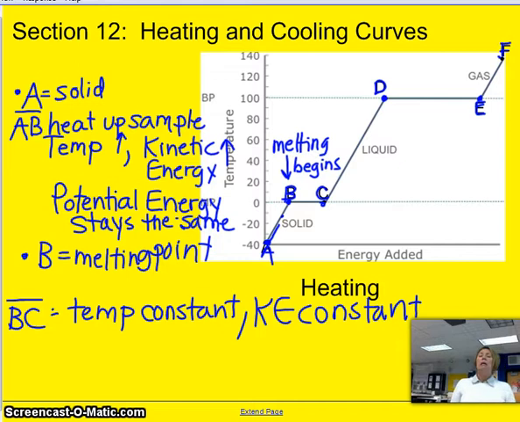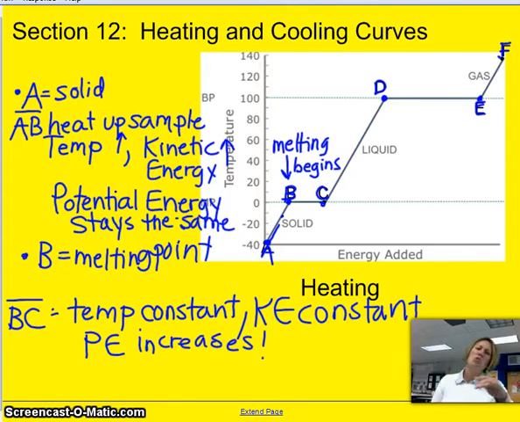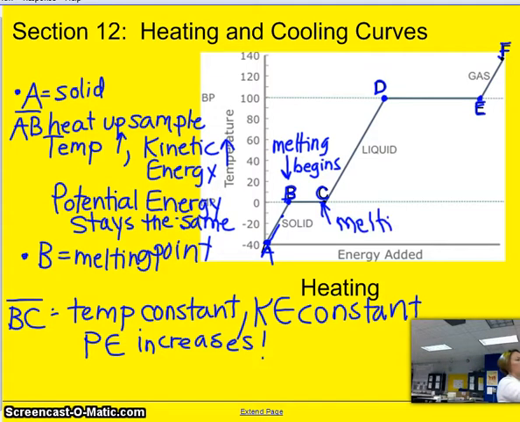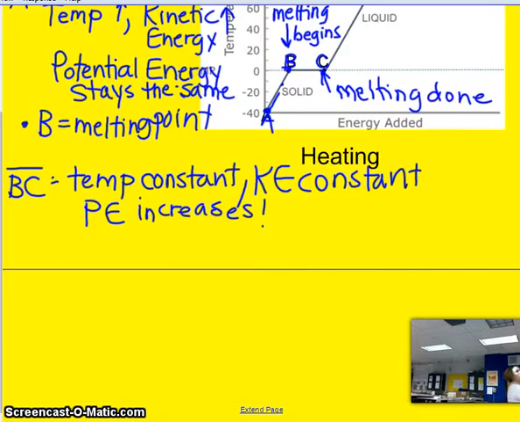It's kind of weird. It's being stored. So the potential energy goes up during these flat parts of the curve when the temperature is not changing. The potential energy goes up. It's being used to store and break the intermolecular forces of attraction that exist in the solid phase. At point C, all the melting's done. So you have only liquid now.